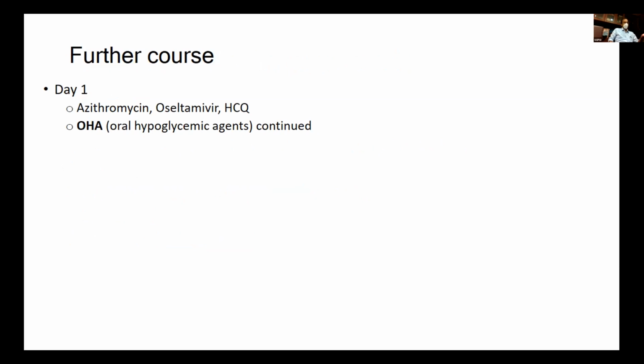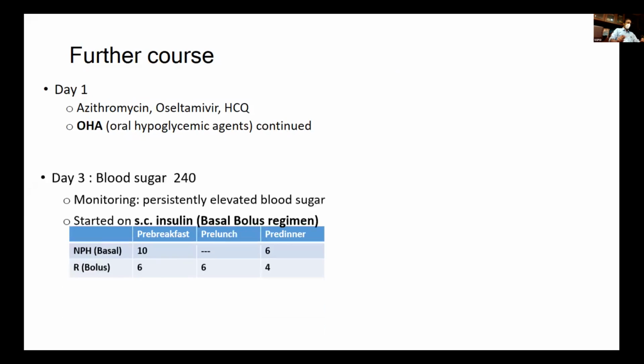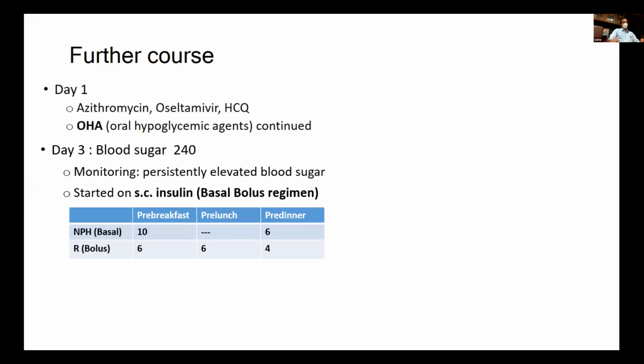And blood sugars are okay. He had no liver or renal failure, no vomiting. His appetite was okay. So he continued the oral agents, and we used to monitor the blood sugar in the hospital. On day 3, his blood sugar rose up to 240.